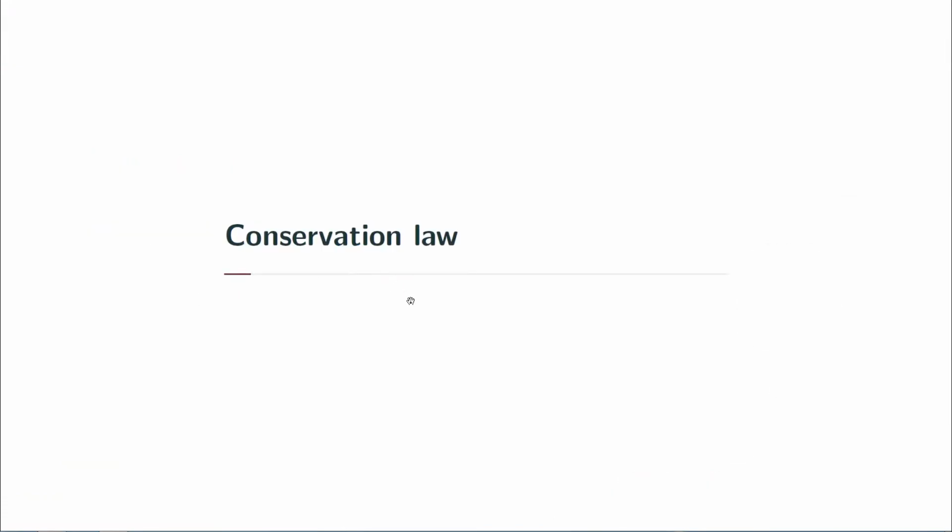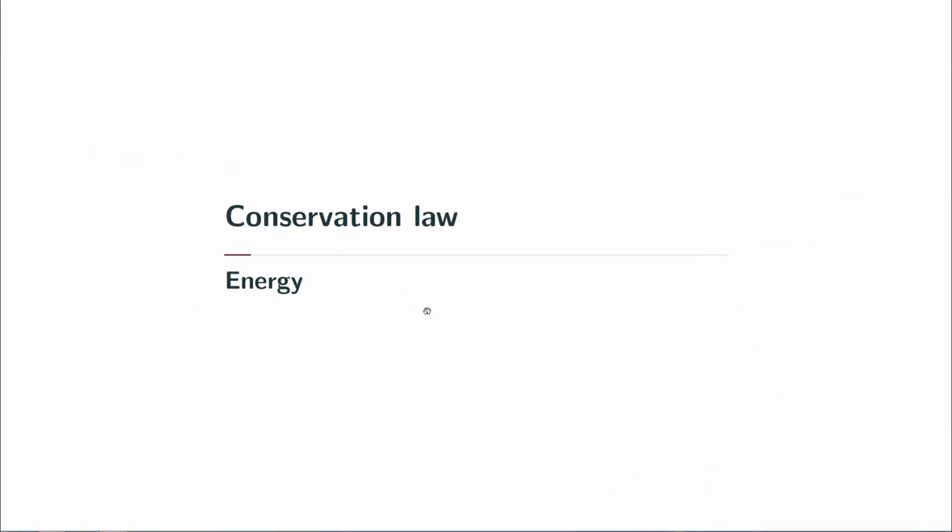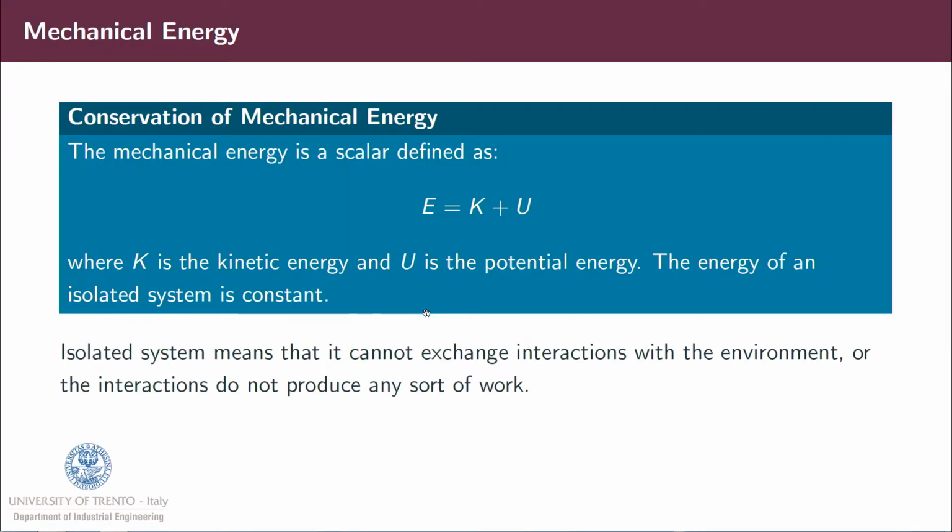Let's begin with the conservation law, and in particular with the concept of energy. So, the conservation of mechanical energy. The mechanical energy is a scalar defined as E equal to K plus U, where K is the kinetic energy and U is the potential energy. The energy of an isolated system is constant. Isolated system means that it cannot exchange interaction with the environment, or the interaction does not produce any sort of work.